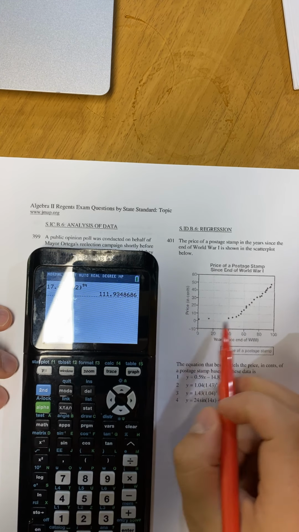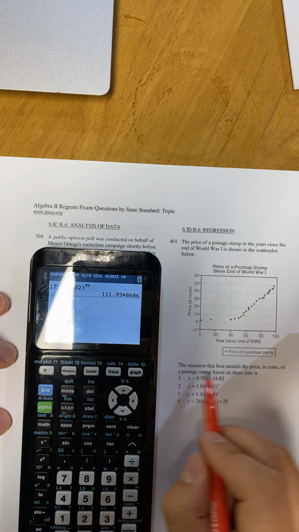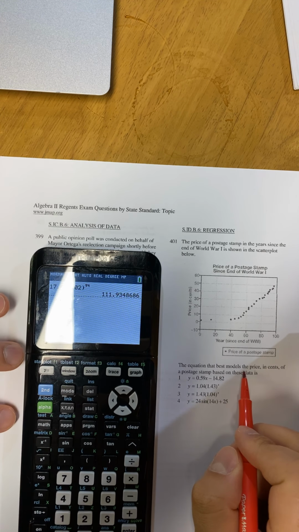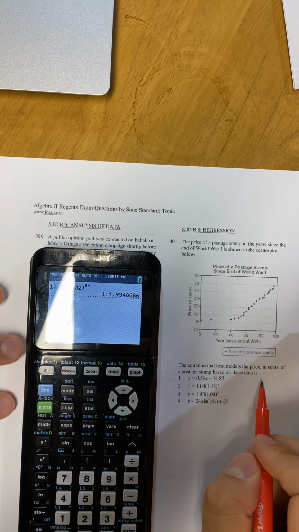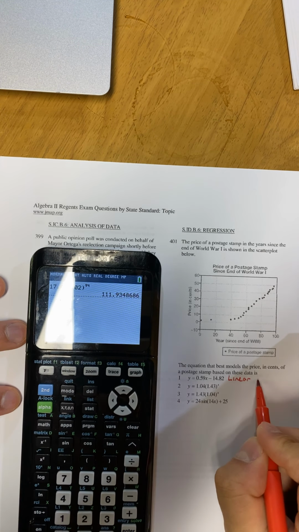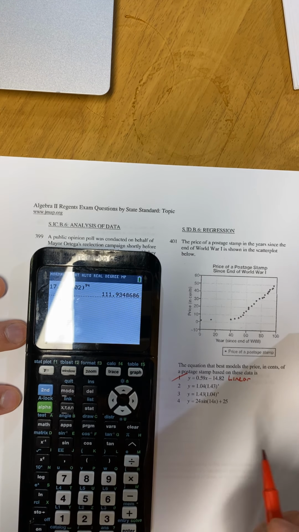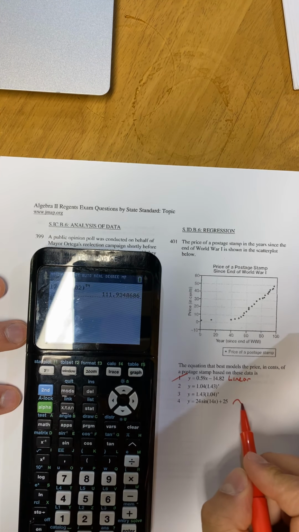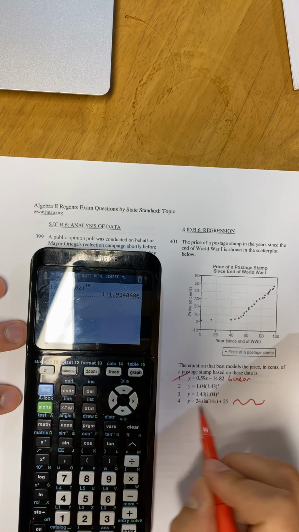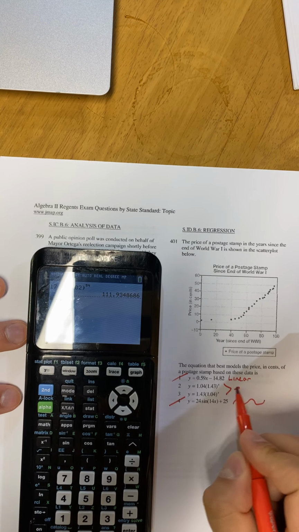So, yeah, here's the price of stamps. Definitely not keeping up with inflation. So the equation that best models the price is, well, see, this is linear. That's like y equals mx plus b. That is not a line, so that's not going to work. It's not sine. Sine looks like this. That's a sinusoidal regression. That's not true. These are both exponential.